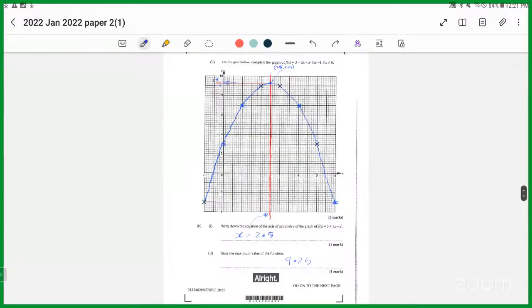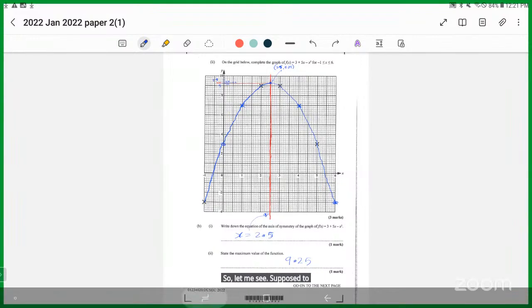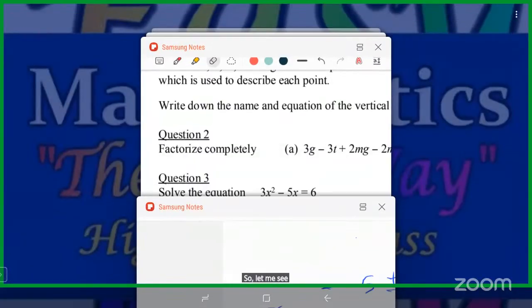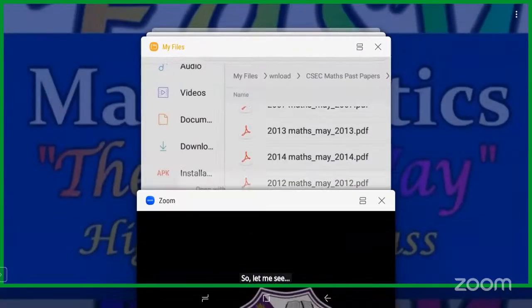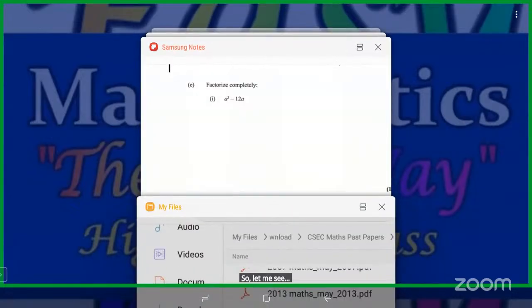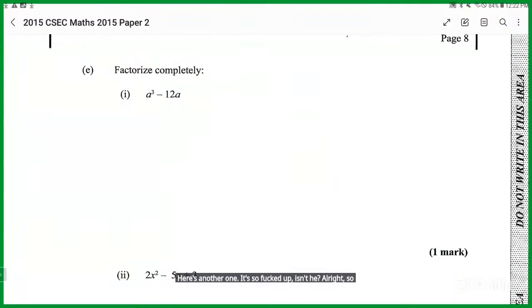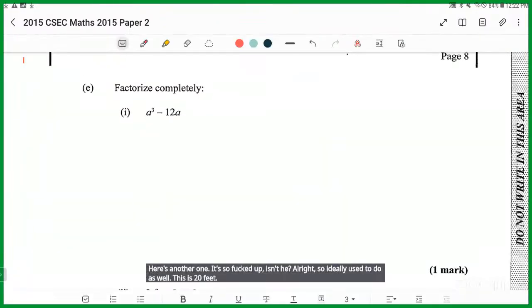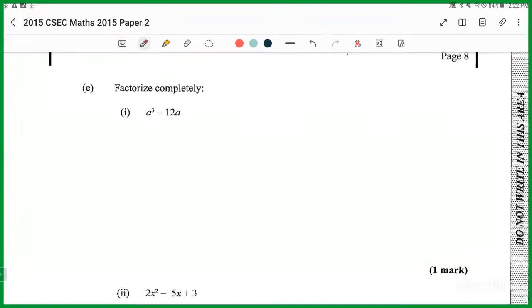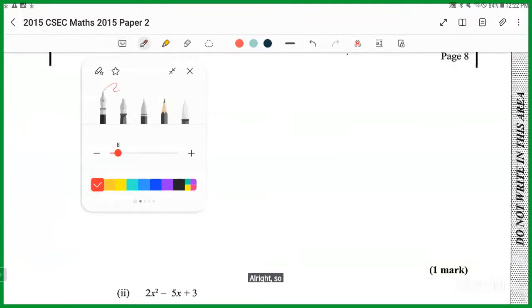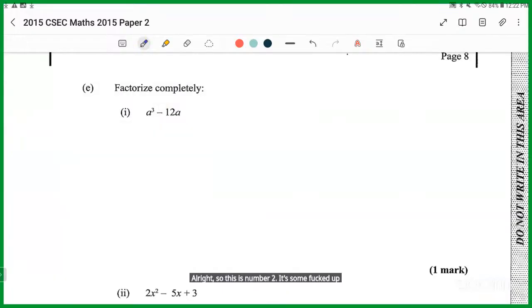Alright, let's look again. What time is it now? 12:20. I want to finish a couple of questions that I gave you in the class to do. Here's another one with some factorizing. I gave you this to do as well. This is 2015. This is number 2, with some factorizing to do. This question says we have to factorize this completely.